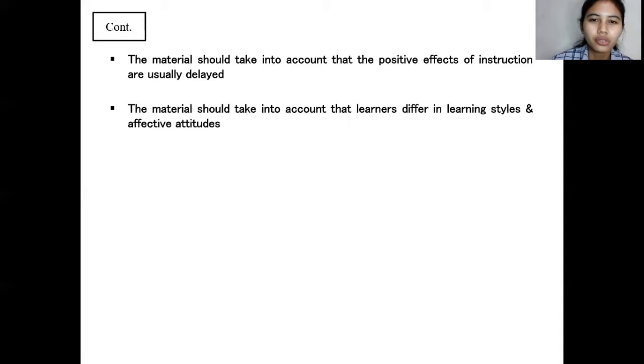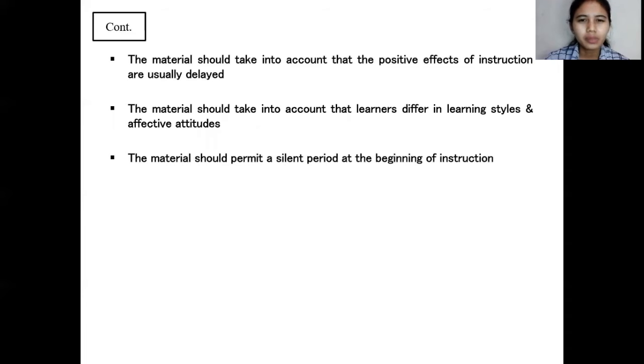The material should take into account that learners differ in learning styles and affective attitudes. So here, since the students have different learning processes and different learning styles, the teacher should get material that can catch all of the differences of the learners into one. So all of the learners can learn together, learn from their differences and share their ideas and their thoughts with each other. So it will affect their attitudes to be better in the future.